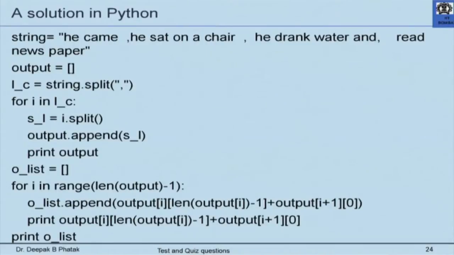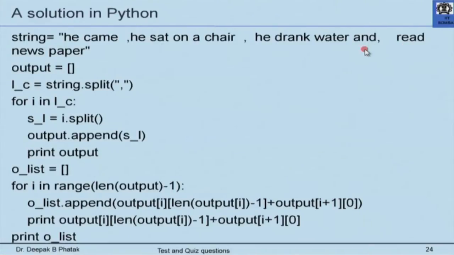So here is the Python solution. The Python solution does not read any string because it is just a sample that we were writing. We got this written: he came, comma, he sat on a chair, comma, he drank water and, comma, read newspaper. This is the sentence. What are we supposed to do with this sentence? We have to isolate phrases which are separated by comma, take the word on either side and concatenate. So I should get "came he", I should get "chair he", I should get "and read" as these strings which are concatenated to give me these adjacent words.